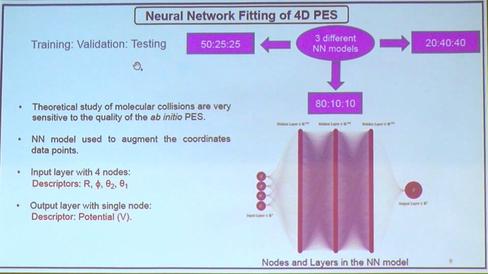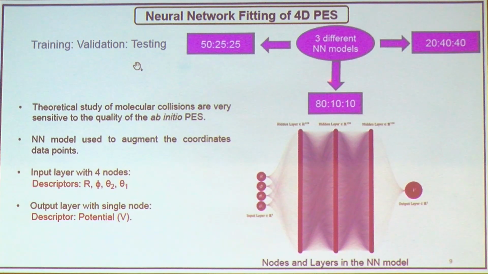The method is neural network fitting, where we use different input layers. At least 4 parameters are used as descriptors, which are R and 3 angular parameters, and we have 1 output layer, which is the potential we calculate, and then we varied 3 layers to get the accurate surface. There are different models one can try. With the training, validation, and testing split, we have to keep changing it and see which model gives the lowest RMSE error.